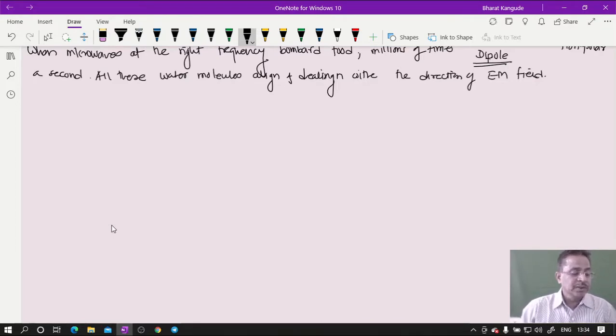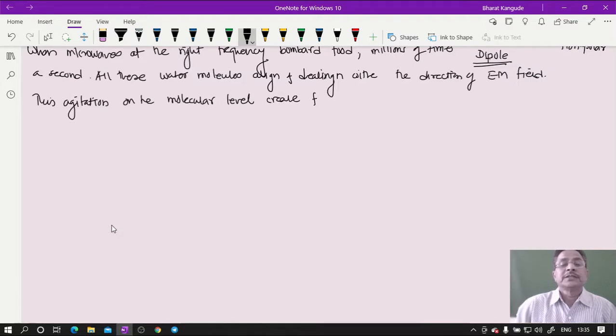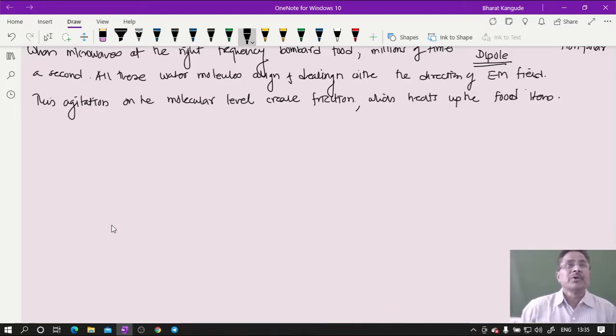So this agitation on the molecular level, agitation, in Marathi we call it movement, the actual physical movement of these molecules, this agitation on the molecular level creates friction that heats up the food items. So whatever food items are kept in the cavity get heated because of this agitated motion of the water molecules contained in the food, because of the microwaves being bombarded on these food items.